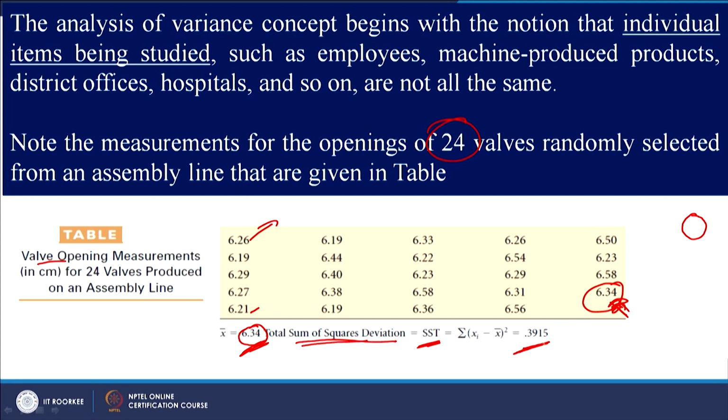So, for this example, this is the mean, and the sum of squared deviation, SST, is 0.390. Actually, this sum of squared deviation should have been 0. Why is this not 0? That is the question.